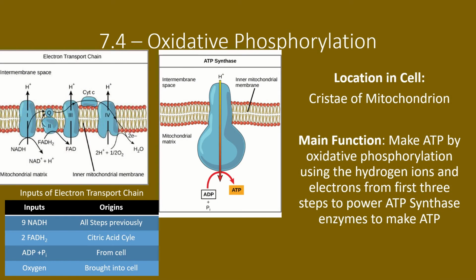Now that all of the hydrogen ions and electrons have been removed from glucose in the previous reactions, we can now use them to build ATP via oxidative phosphorylation. The reason it's called oxidative phosphorylation is because the transfer of an inorganic phosphate to an ADP to make ATP is all powered by the electrons and hydrogen ions that were oxidized from the glucose from the previous three processes.